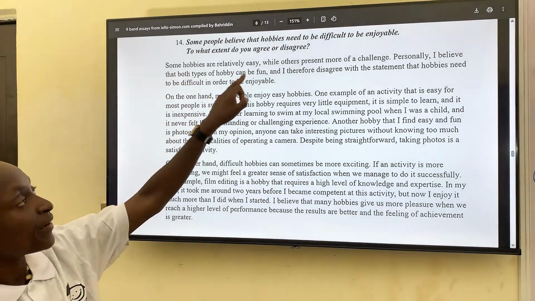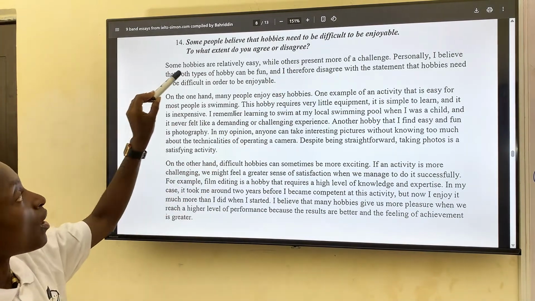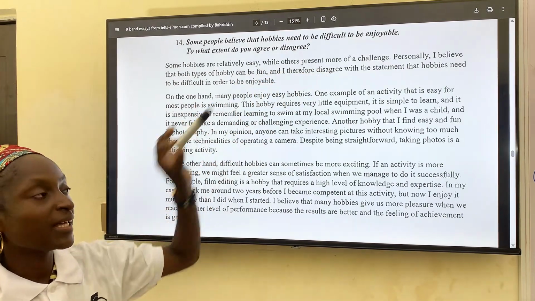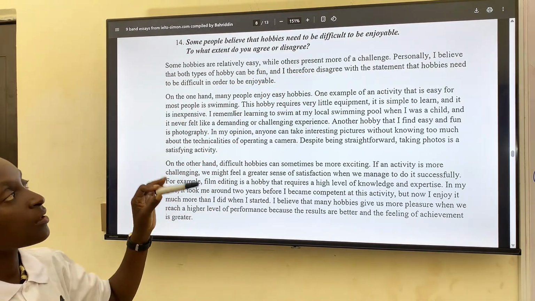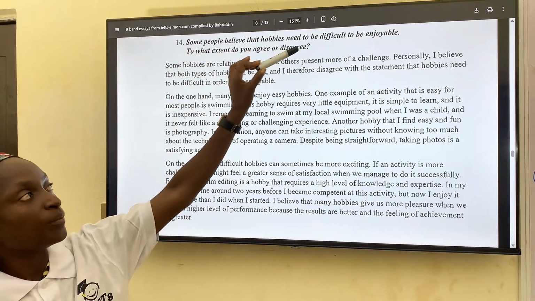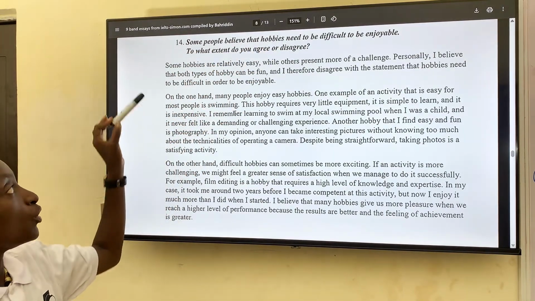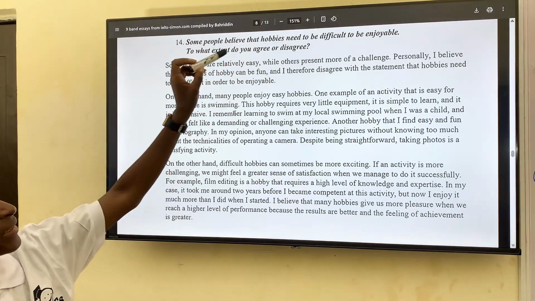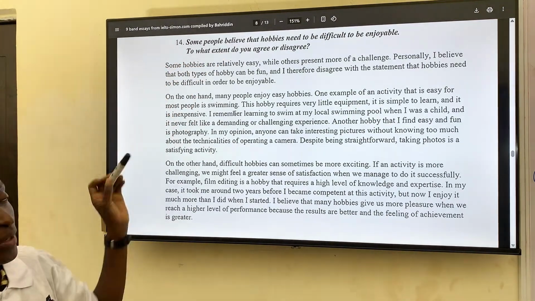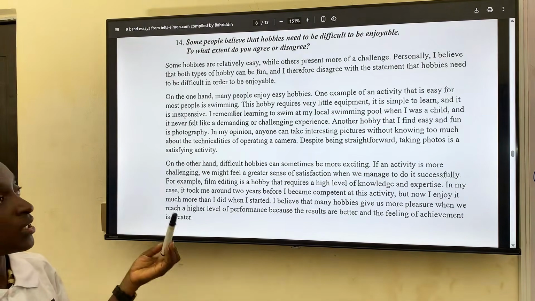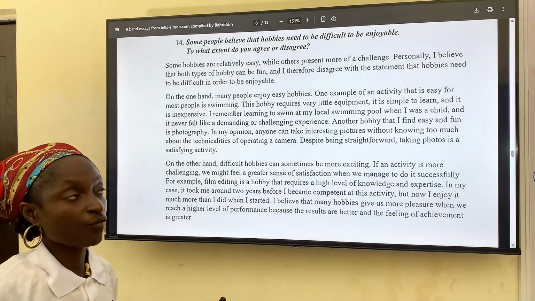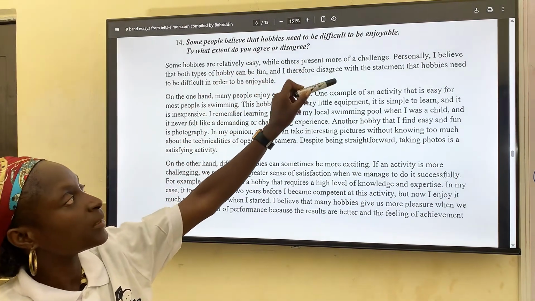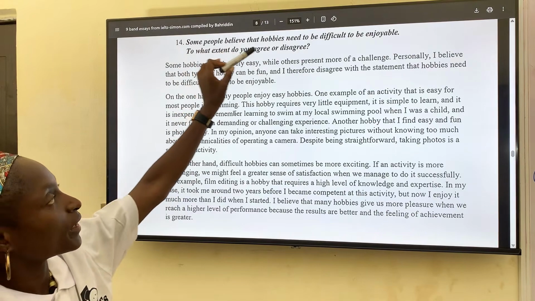Now, this first sentence, some hobbies are relatively easy, while others present more of a challenge, is a rephrase of some people believe that hobbies need to be difficult to be enjoyable. We can't just write a sentence like that saying some people. It's not expected of us. We should write in a formal way. So we can say some hobbies are relatively easy, while others present more of a challenge. That's still talking about the same thing.